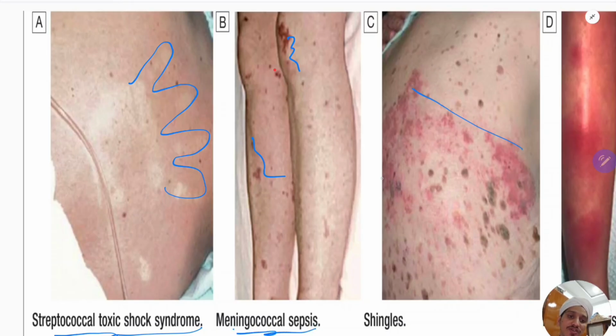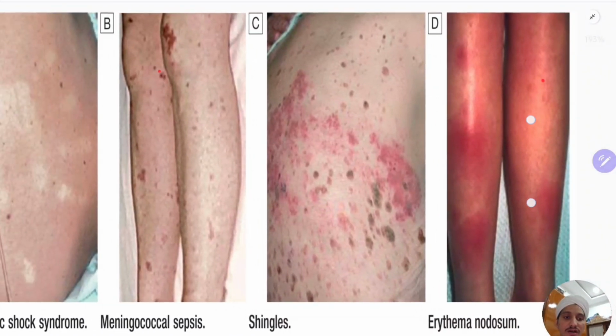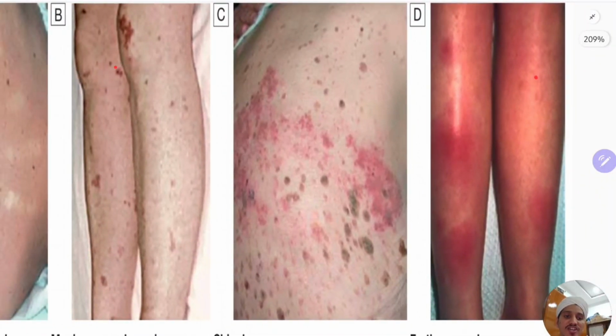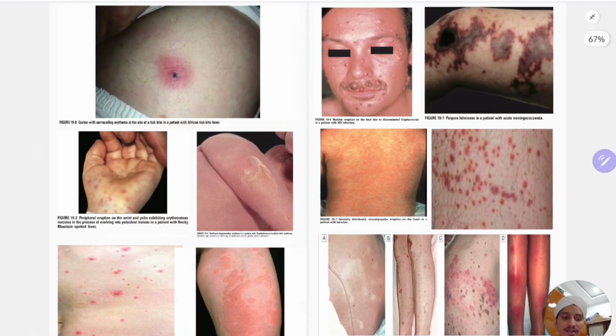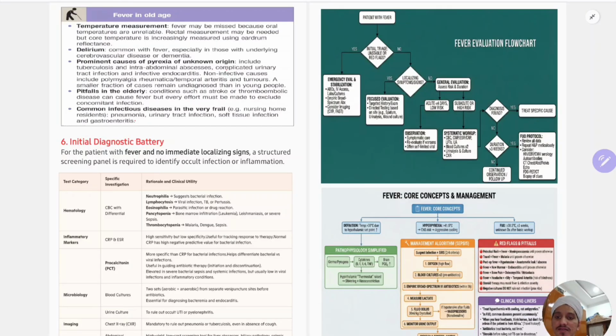So this is dermatomal distribution of vesicular rash seen in shingles, and this is a patient with erythema nodosum, nodular eruptions on the shin, lower limb, which is seen in granulomatous diseases like tuberculosis and sarcoidosis. So skin is a window to diseases.